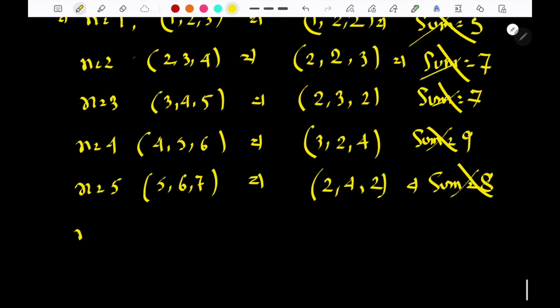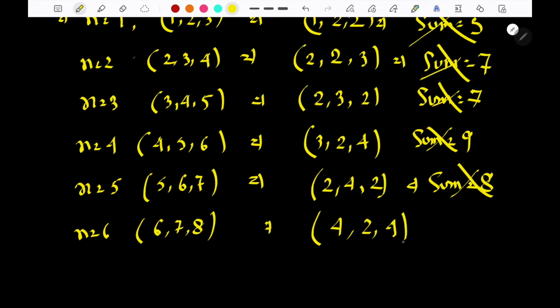Now for n equal to 6, it is 6, 7, 8. For 6, how many divisors? 4. For 7, 2. What is the number for 8? Again 4. Wow, superb. The sum is 10. It means we have found a triplet. We have found a triplet.